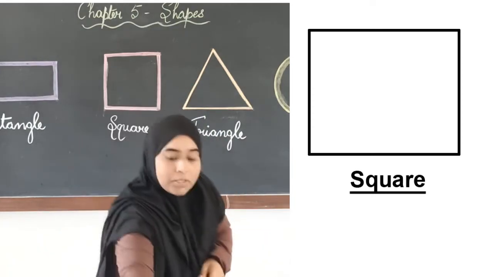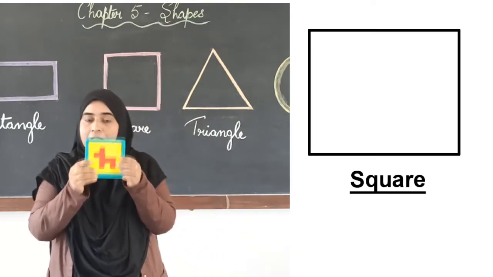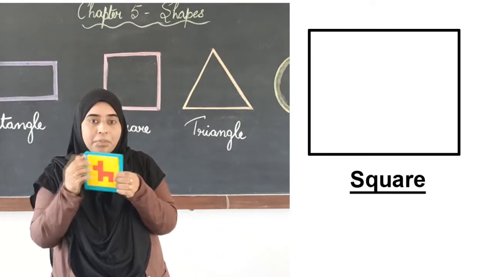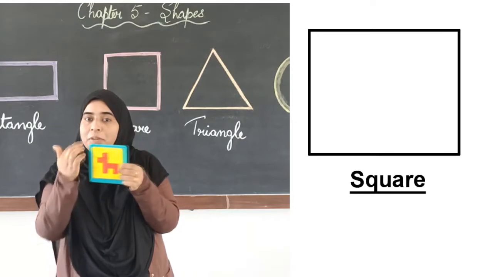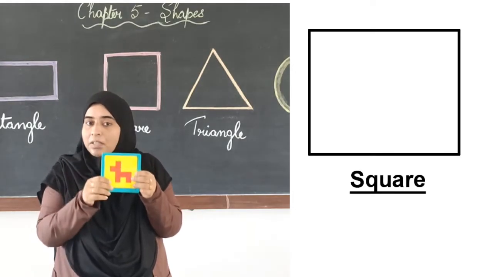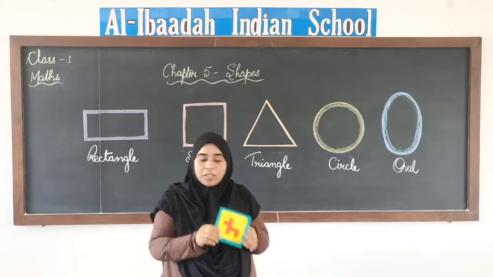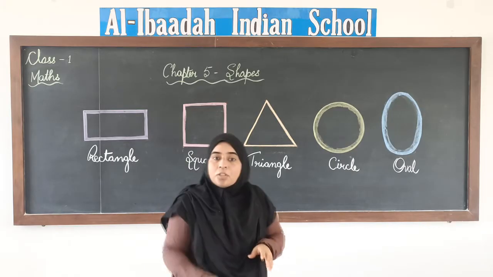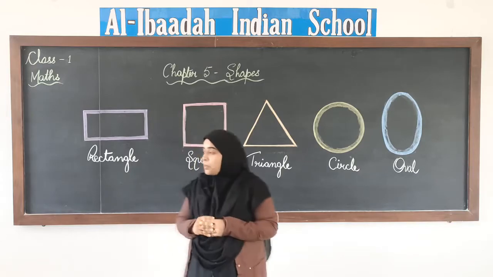Now, an example for the square: I have a frame over here, a photo frame. We usually find small photo frames in square shape. All the four sides of this figure are equal in length. These types of figures we call square figures, or square shaped figures.